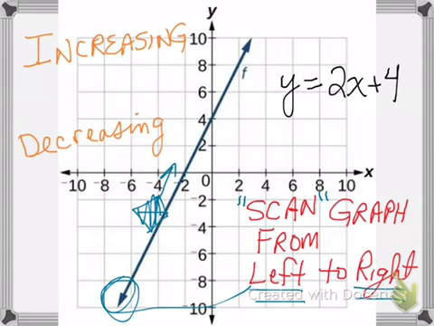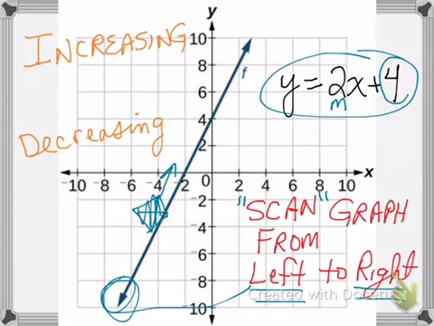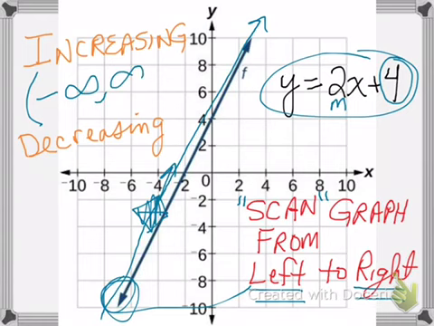Okay? So this function here, this is a linear function, y equals mx plus b. The slope is 2. The y-intercept is 4. And this function, if you start out from left to right, this thing's going uphill. And it always was going uphill, and it never will stop going uphill. So we would say that it's increasing from negative infinity to infinity.